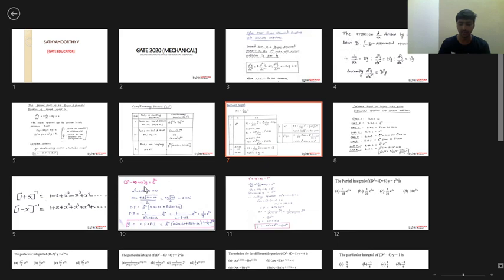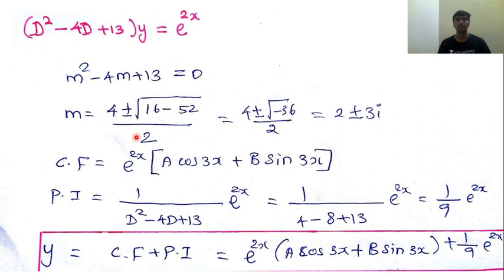This is the e power ax category. Here, d square minus 4d plus 13 into y is equal to e power 2x. Already we had a discussion about this problem in the previous class. Again I am giving the revision, then we are moving into the multiple choice questions.